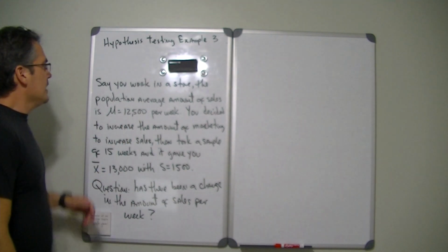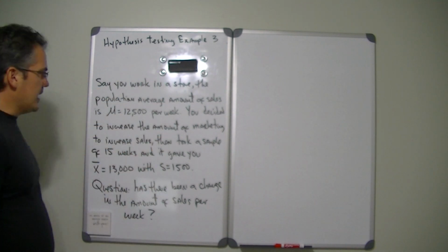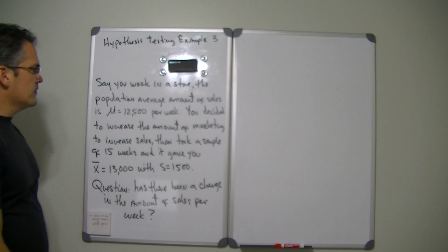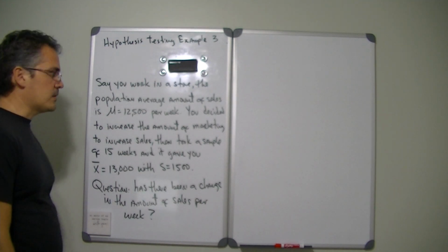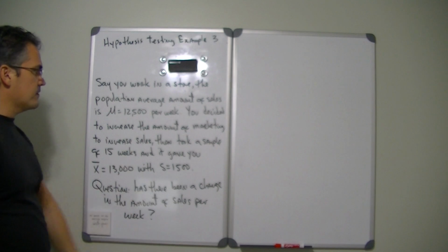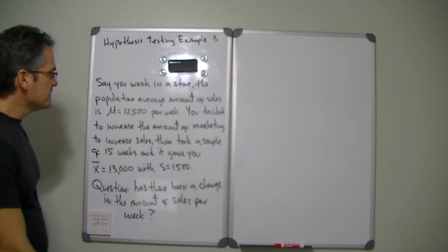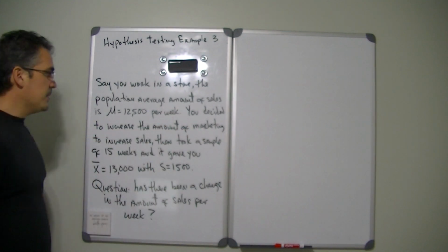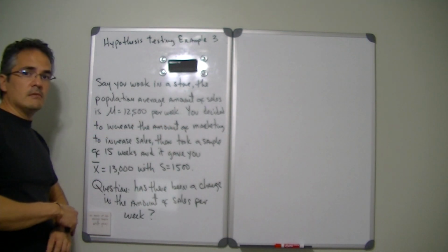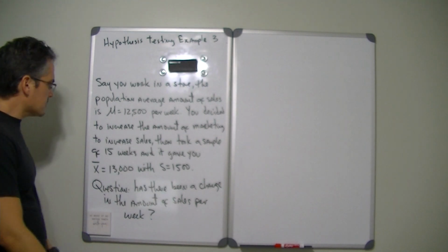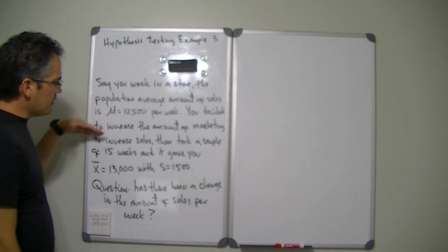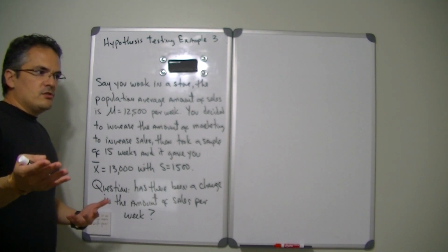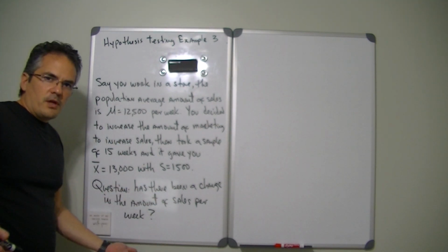Alright, so let's say you work in a store and you have a population average amount of sales for every week in that particular store. Let's say your sales are $12,500 per week. Small store. Let's say you decided to increase the amount of marketing because you think increasing the amount of marketing can bring you more sales. So you try to increase the amount of marketing to increase your sales. Now, a question you may ask yourself is, is it working?